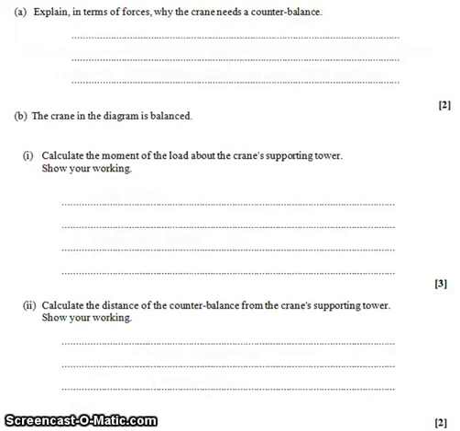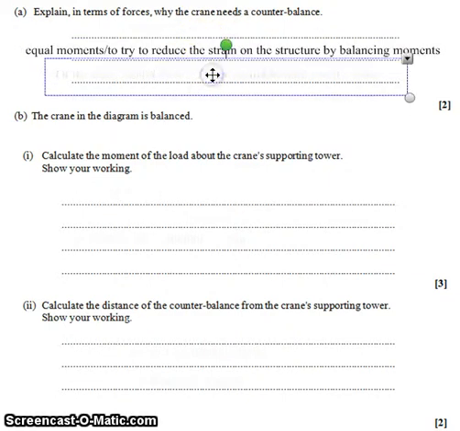Question 7 is about the crane, and we have to explain why the crane needs to be counterbalanced. Well, if the support tower is the pivot, then the moments need to be balanced or equal on either side of that pivot. If it wasn't, then the crane would topple over, or there'd be a very large strain on the supporting tower itself.